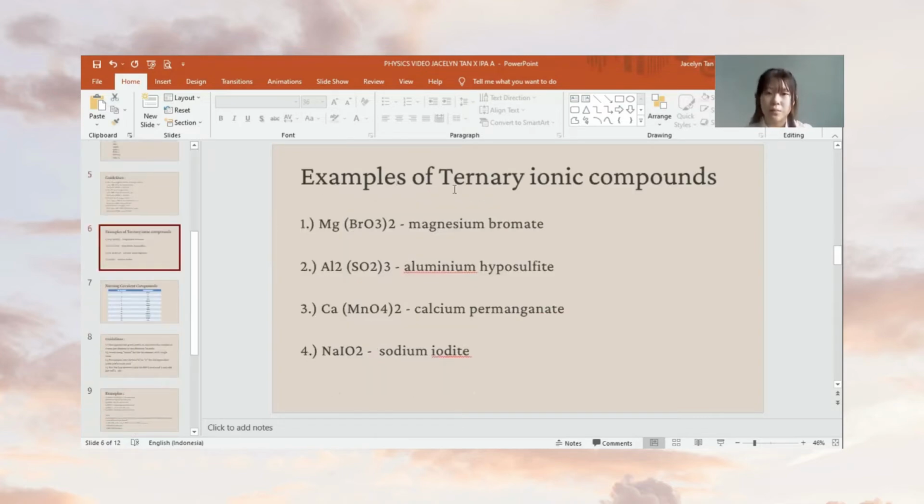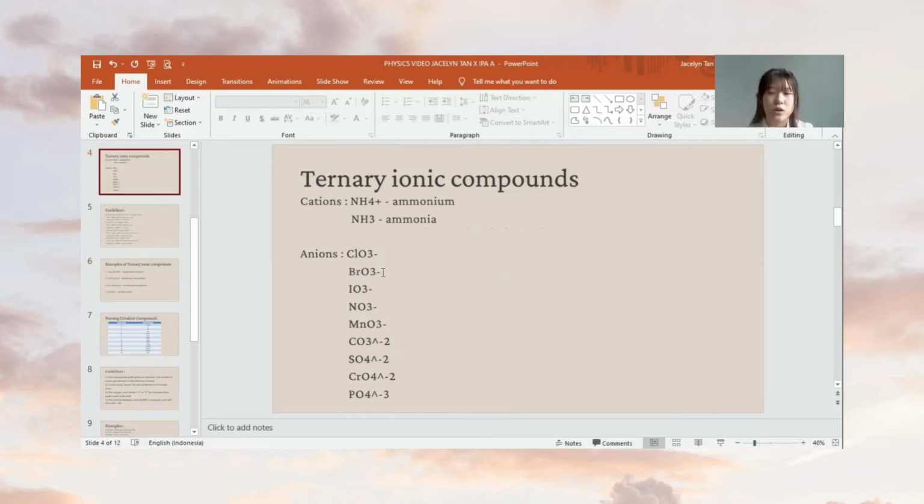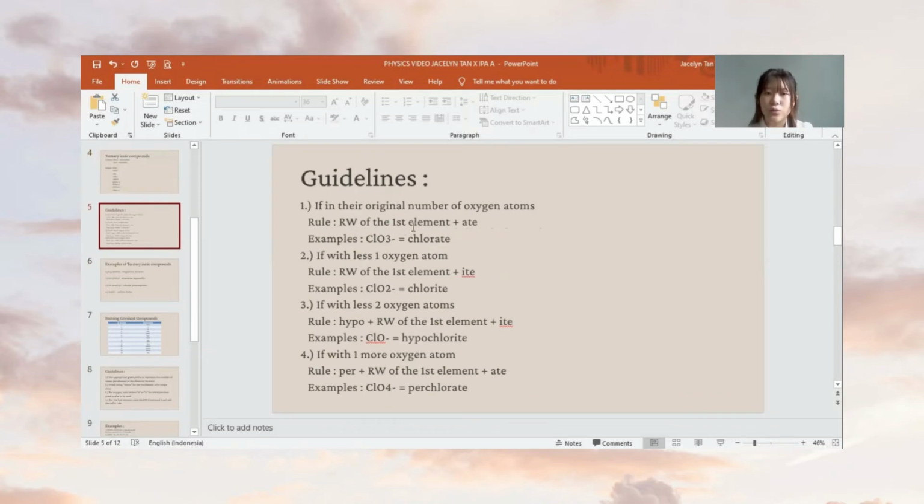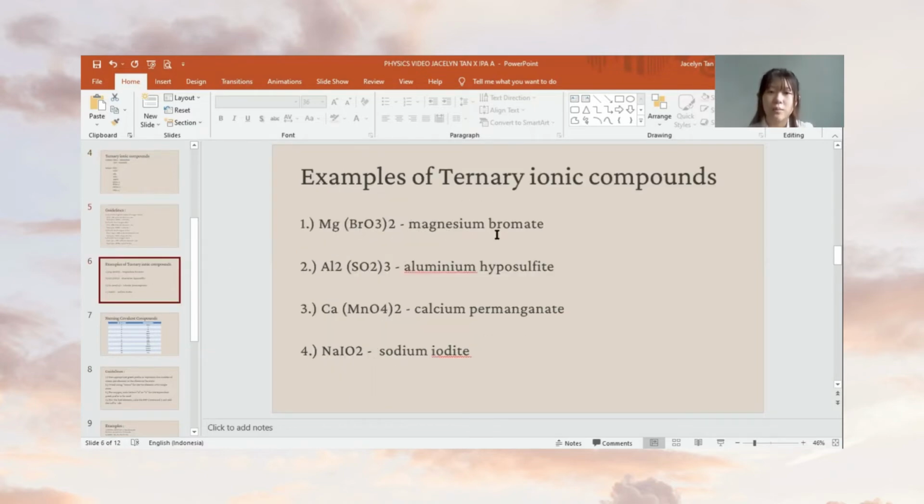Here are some examples of ternary ionic compounds. So first, we have MgBrO3. So Mg, we know that it is magnesium, and BrO3, check here, it is in their original number of atoms. So just now the rule is root word of the first element plus ATE. So it becomes bromate. So magnesium bromate.